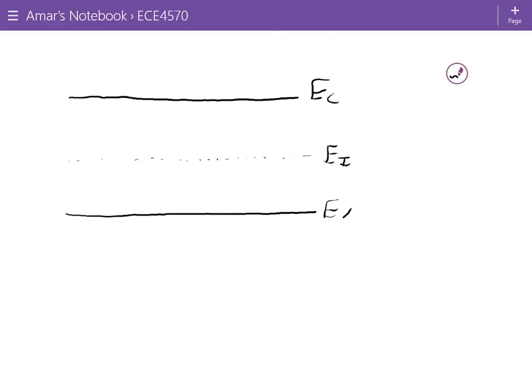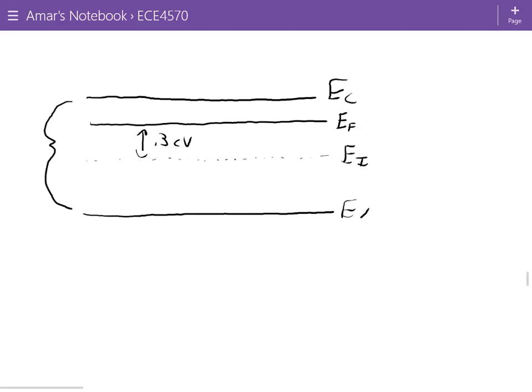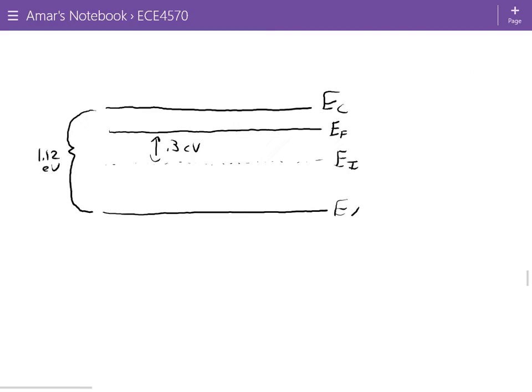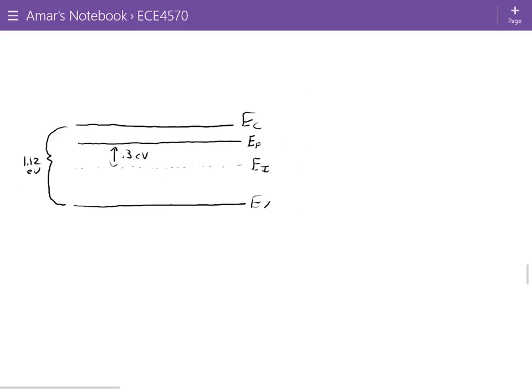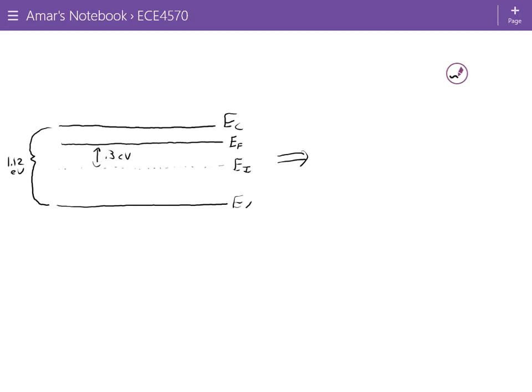So in this problem, the Fermi level, EF, is positioned 0.3 electron volts above EI. We know that the band gap here is 1.12 electron volts. Let me draw that. And we know that the distance from EC to EI is about half that. So what you're being asked to do in this problem is figure out what is N0, what is P0, and what type of semiconductor.